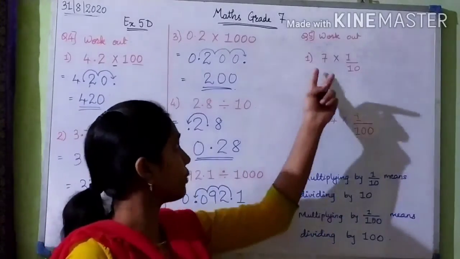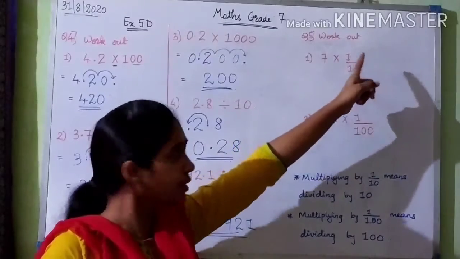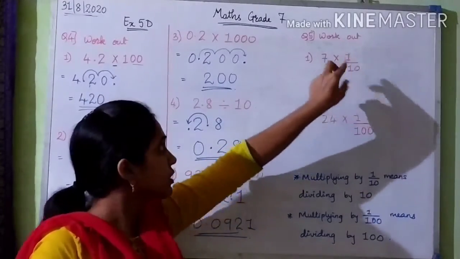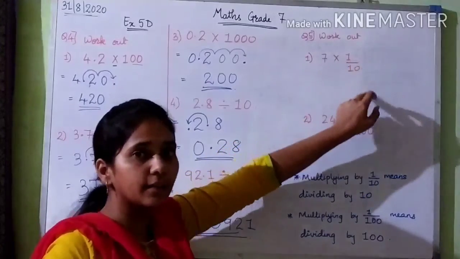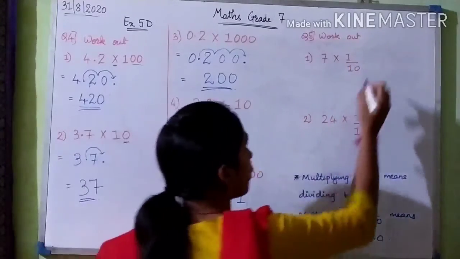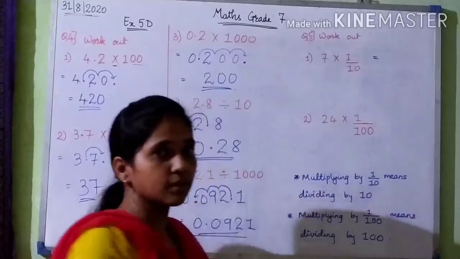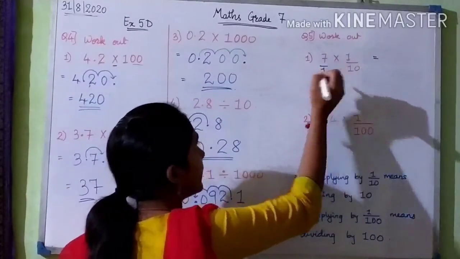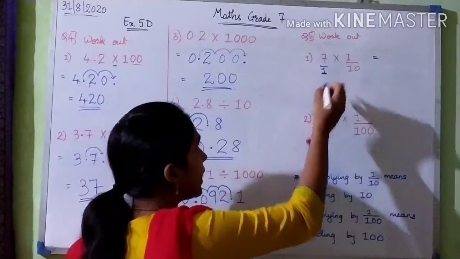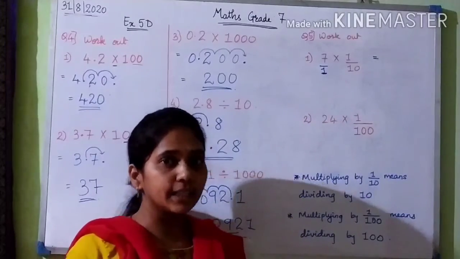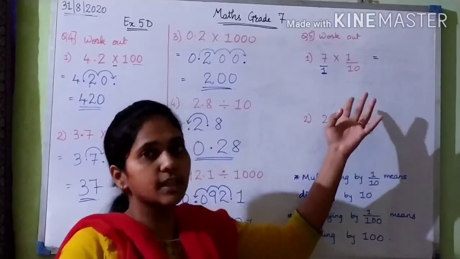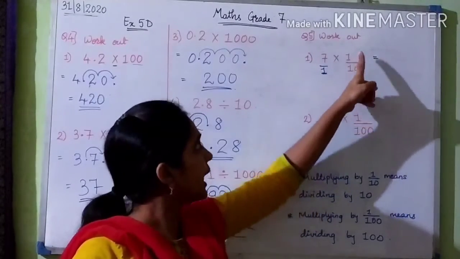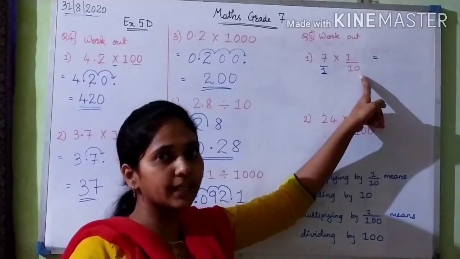Now we go to the fifth question. The fifth question is again workout and it is given as 7 into 1 by 10. So this is 7 multiplied by 1 by 10. How do we multiply two fractions? This 7, if any number is not having anything in the denominator, that means there is a 1, right? So I can write this as 7 divided by 1 and this is already a fraction which is 1 by 10.